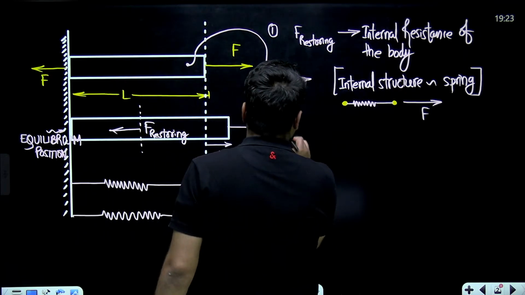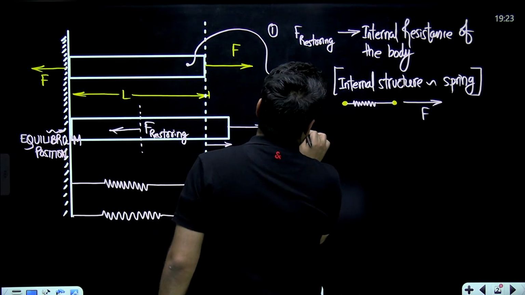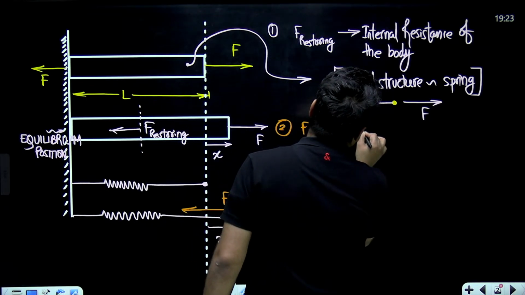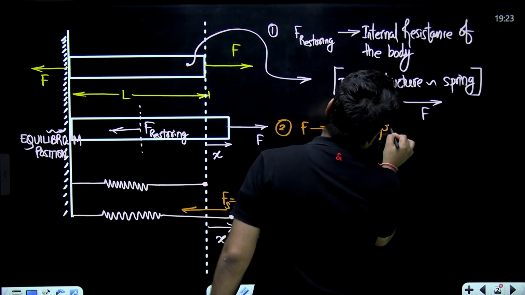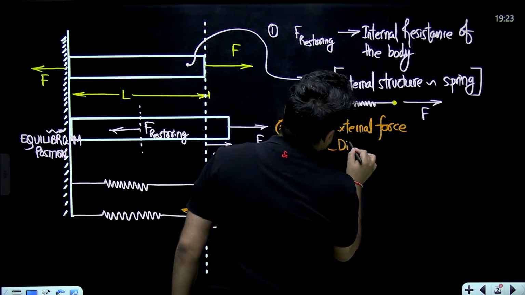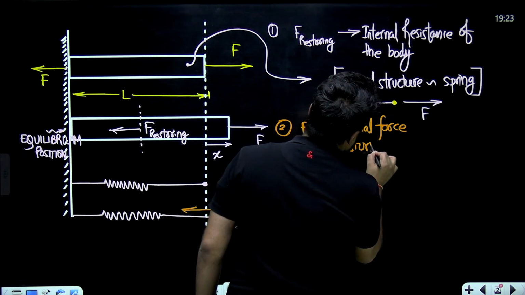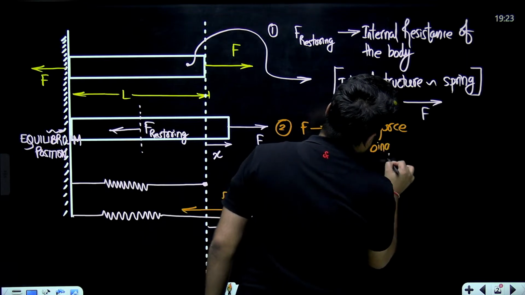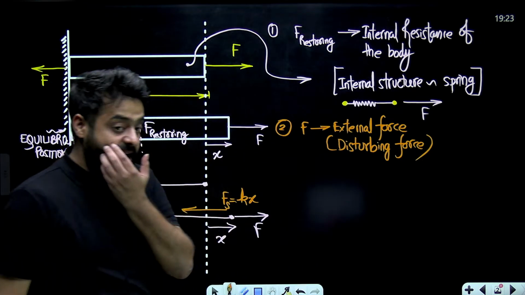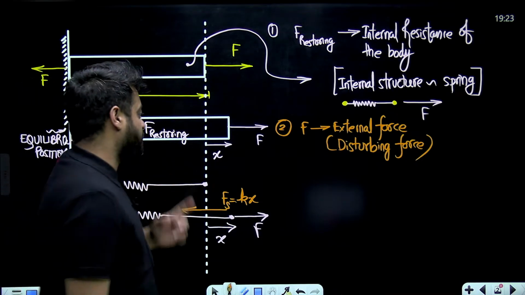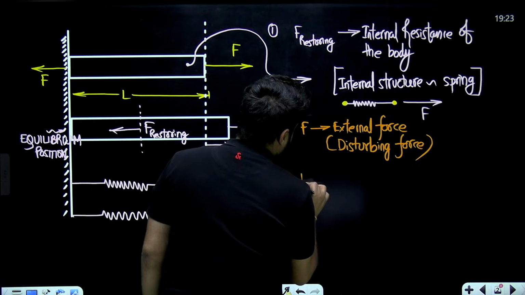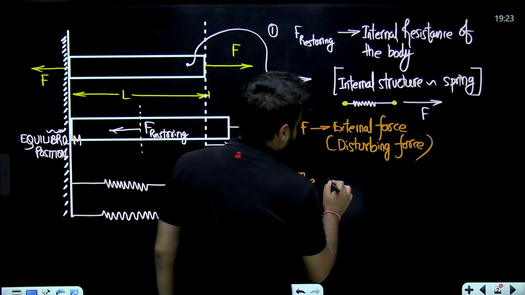Okay. So the second point is, this F is basically your external force, or you can say the disturbing force. This is a disturbing force which is trying to disturb the body. And one more important last point is the extension of the body.